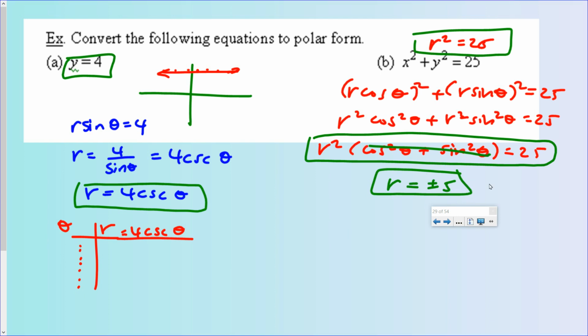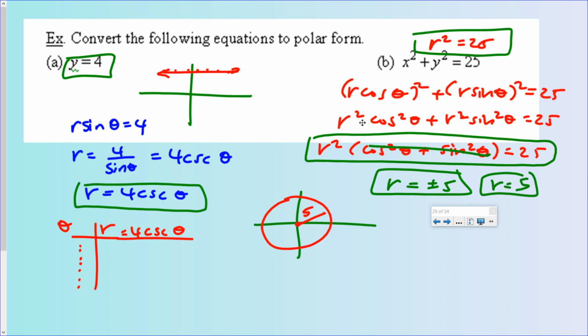And even more than R equals plus or minus 5, usually you would just see R equals 5, because if you graph R equals negative 5 and R equals plus 5, you would get the exact same graph, okay? What does R equals plus 5 and R equals negative 5 look like while we're talking about it? It's a circle with a center at 0 and a radius of what? 5. Guys, is this a circle with a center of 0 and radius of 5?